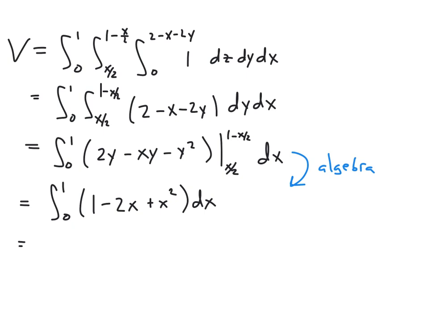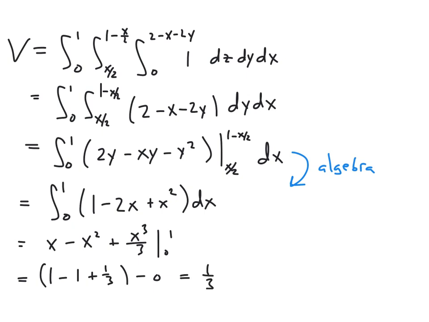All right, but then we get down to this point, and so we have x minus x squared plus x cubed over 3 from 0 to 1. And so we have 1 minus 1 plus 1/3, all minus 0. And so it looks like the volume of this tetrahedron is 1/3. And so again, the hard part of this problem is not the integration, just like with all the others. It's getting the bounds set up properly so that we can actually compute the integration appropriately.